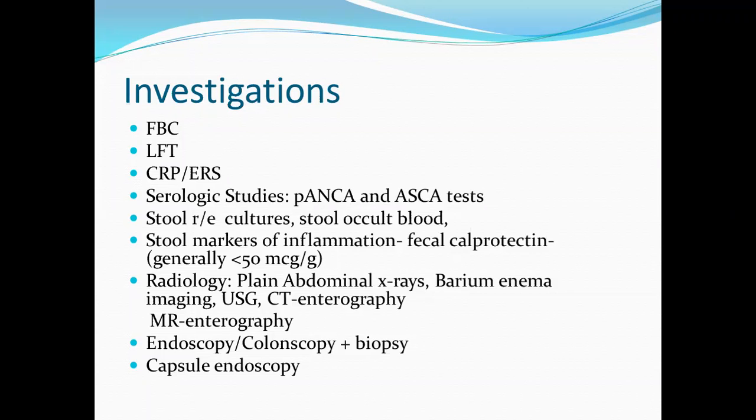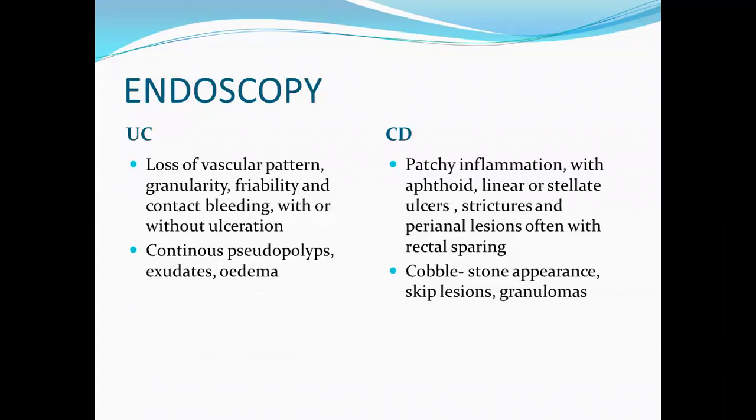It's non-invasive, and it helps you to appreciate the bowel mucosa and the defects or tissue damage that can occur. So when we do an endoscopy with respect to ulcerative colitis, you'll find loss of the vascular pattern, granularity, friability, and contact bleeding with or without ulcerations. And then there are continuous pseudopolyps, exudates, and edema as well. When it's Crohn's disease, you find patchy inflammation with aphthoid, linear or stellate ulcers. You also find strictures. You can also find perianal lesions, often with rectal sparing. And you can also appreciate the cobblestone appearance and skip lesions with granulomas.